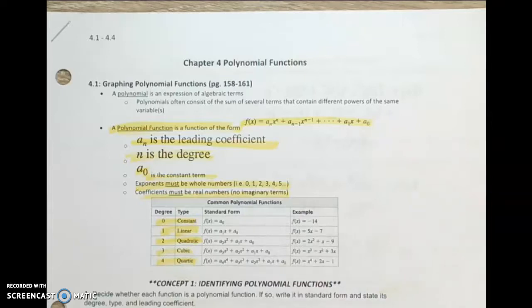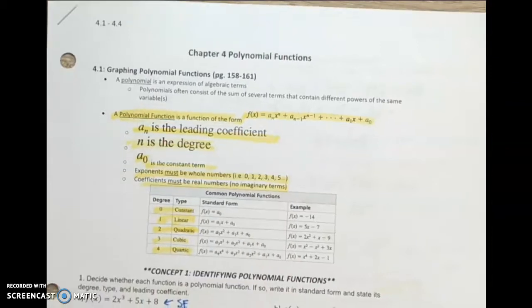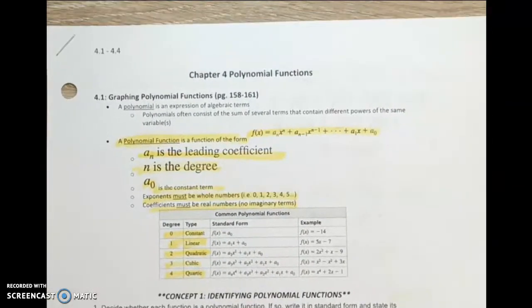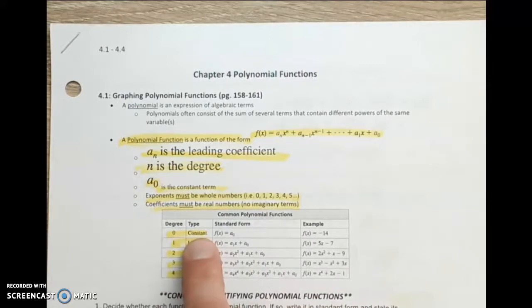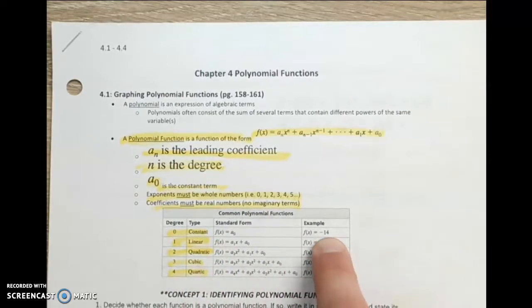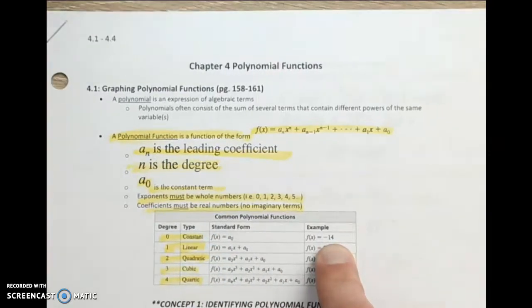Exponents must be written in whole numbers: 0, 1, 2, 3, 4, 5, and so forth. Coefficients must be real numbers, no imaginary numbers. I'm going to go ahead and explain the common polynomial functions. We have different types, which we name. If we have a degree of 0, it's called a constant, and it looks just like this, negative 14.